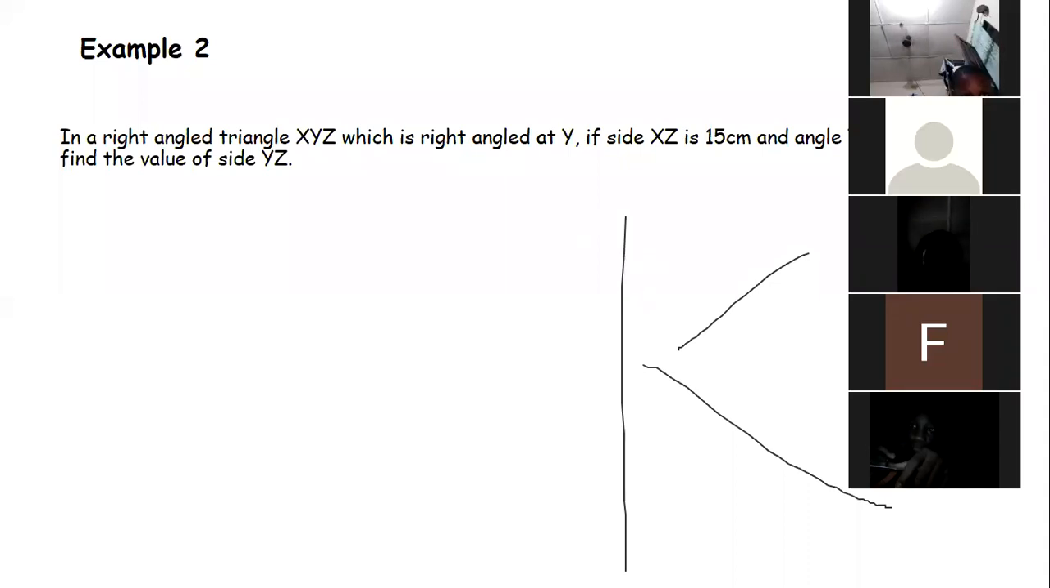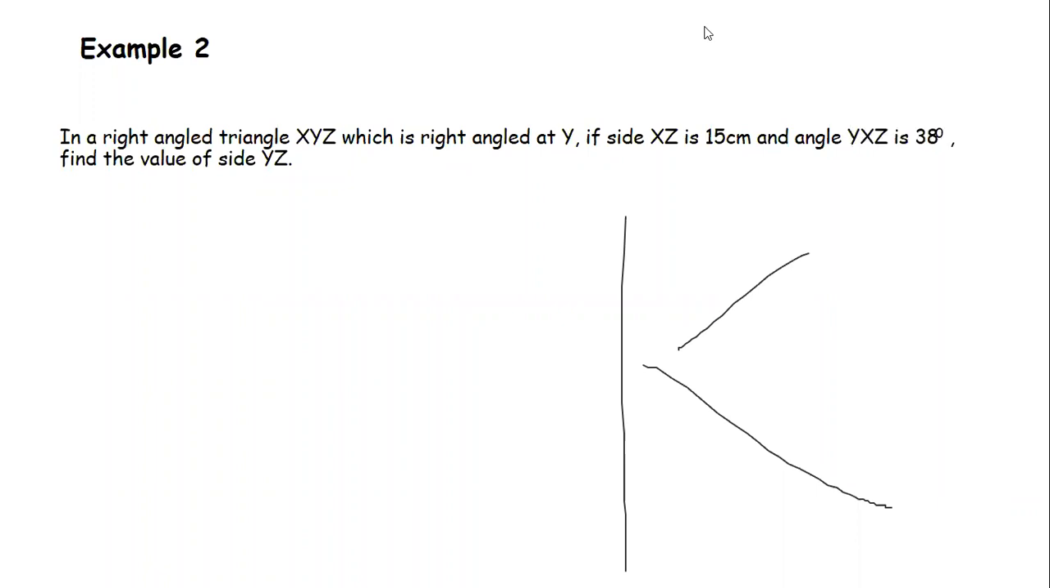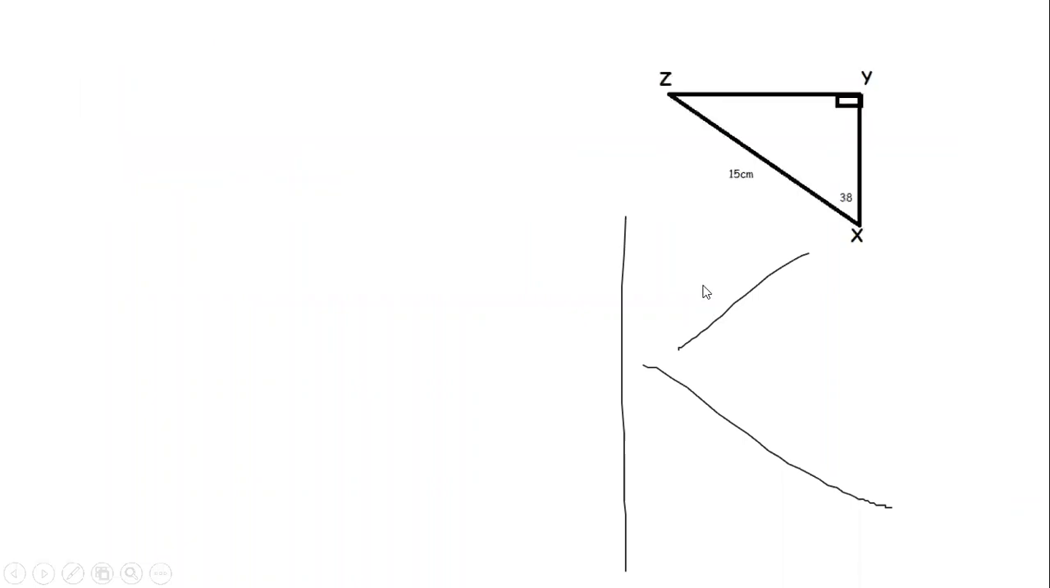In this case, we were not given a diagram. So the first thing we need to do is to draw our right-angled triangle, which is what you can see on my screen. According to the information we are given, this is our triangle.